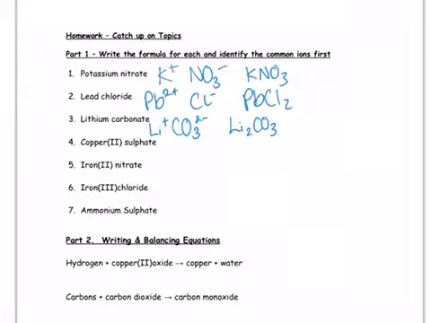Copper tells you it's a 2+ ion. That's what the 2 in the brackets means. The sulfate ion is also a 2- charge, so that simply goes together as CuSO4.